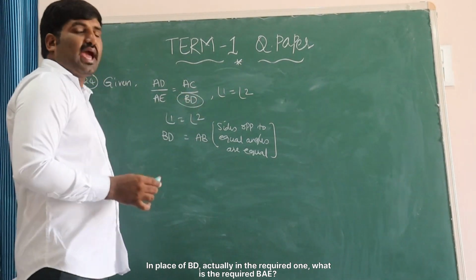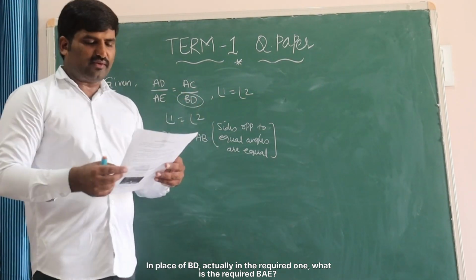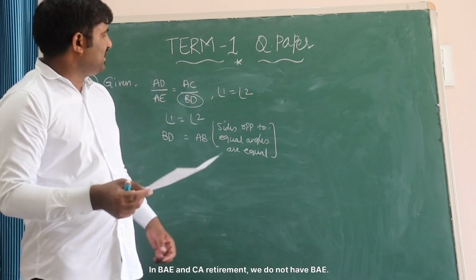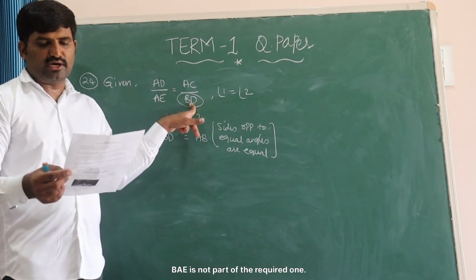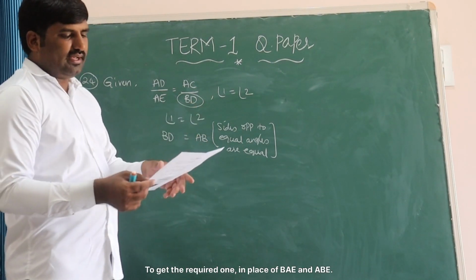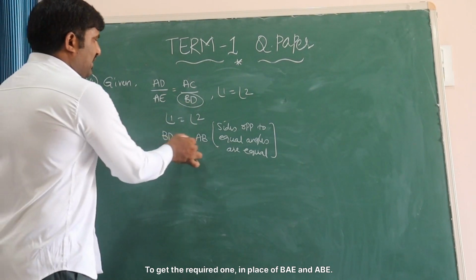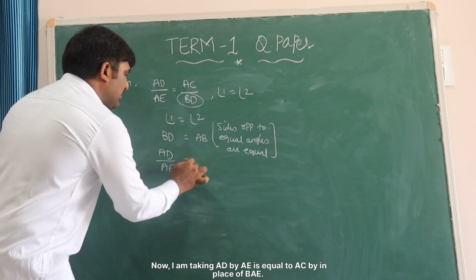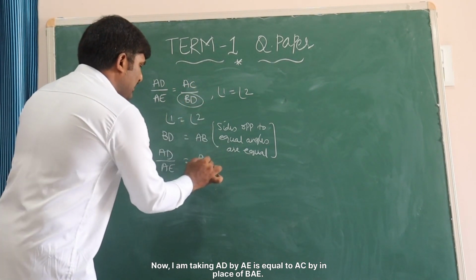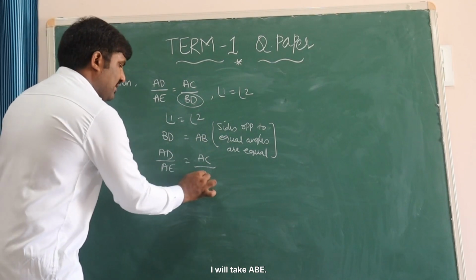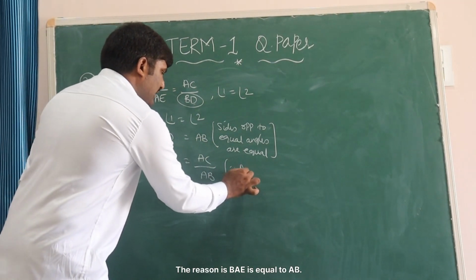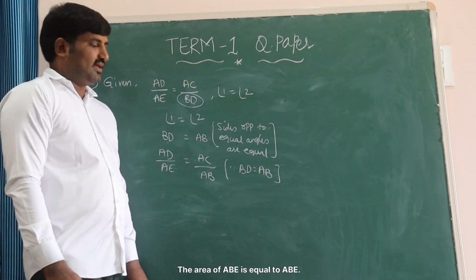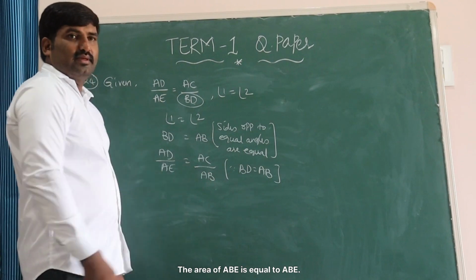In the required one, what is required? BAE is similar to CAD. In the BAE and CAD triangles we don't have BD. BD is not part of the required triangle. To get the required one, in place of BD I will take AB. Now I am taking AD by AE is equal to AC by AB. The reason is BD is equal to AB. BD and AB sides are equal, so directly I am taking AB value in place of BD.